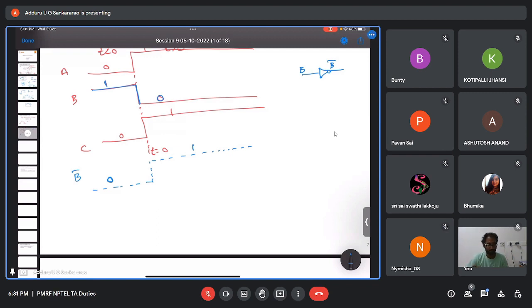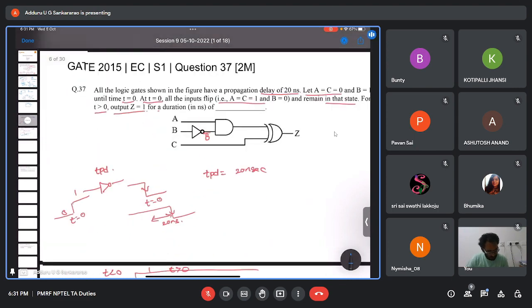Now, but there is a propagation delay of 20 nanoseconds, right? Immediately it will not change. Now it will change after a delay of 20 nanoseconds. Now this is our B bar actually. So the time delay here is 20 nanoseconds. Let's say this we will say T1, that is 20 nanoseconds. Okay, you got it right? That is B bar. Now we have B bar.